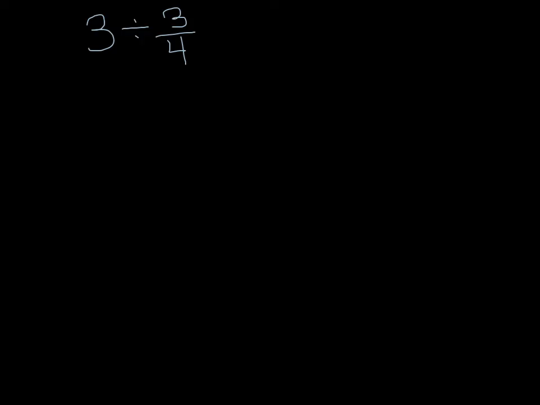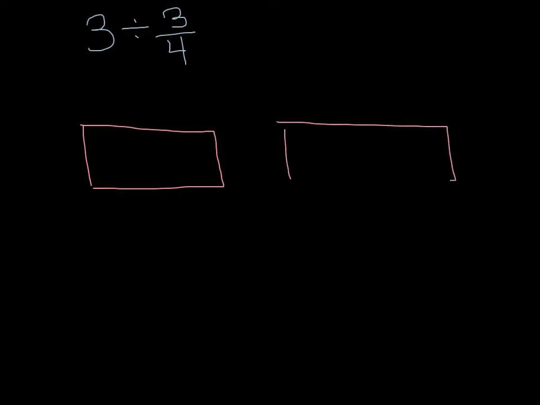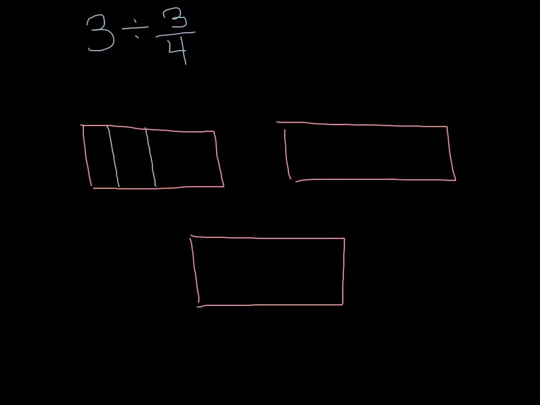So the first thing that I'm going to do is look at my dividend, which here is 3. So that means that I'm going to draw 3 whole boxes. 1, 2, and 3. Okay, so that represents what I start with. And now the question is, how many 3/4 are there in this 3? Well, first, let's figure out how many fourths there are. So I'm going to cut each whole into fourths. Okay, so each one of these represents 1/4.